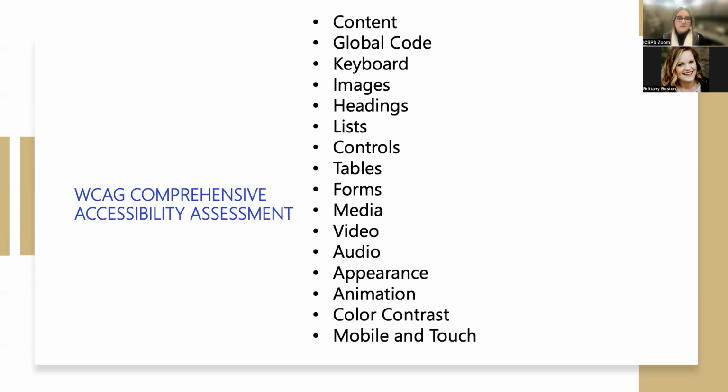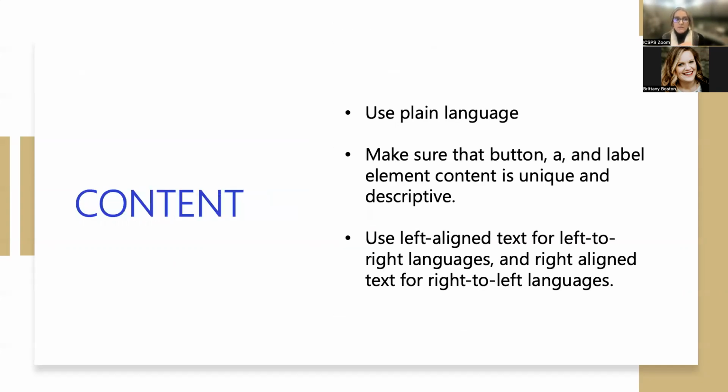And so this is the checklist: content, global code, keyboard, images, headings, lists, controls, tables, forms, media, video, audio, appearance, animation, color contrast, and then our mobile and touch, using like our institution's website on like an iPad or something like that, or a tablet. So we're going to dive into a couple of these fairly quickly because I know we only have about 15 minutes left and I want to allow some time for questions.